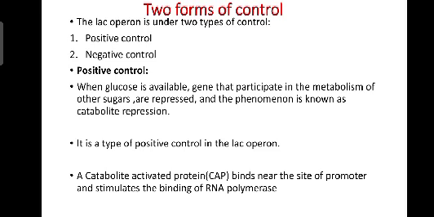Now, the two types of control. The lac operon is under two types of control, that is positive control and negative control. The first one is positive control. When glucose is available, genes that participate in the metabolism of other sugars are repressed, and the phenomenon is known as catabolite repression. It is a type of positive control in the lac operon. A catabolite activator protein, that is CAP, binds near the site of promoter and stimulates the binding of RNA polymerase.